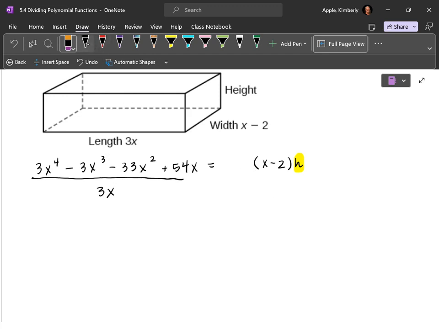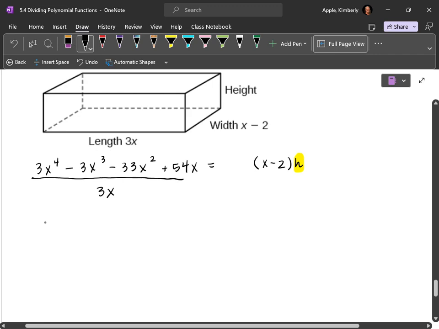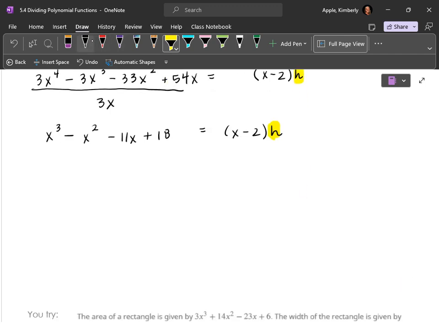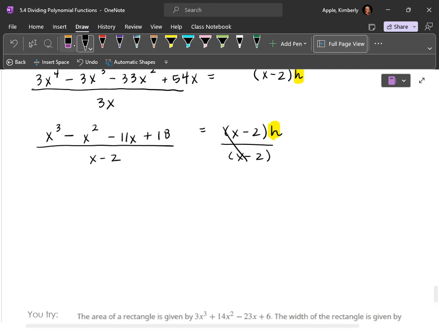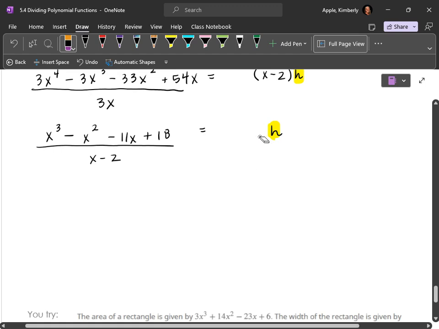So now let's divide this 3x into each term and get this simplified down a little. So we get x to the third minus x squared minus 11x plus 18 equals x minus 2 times h, right? And we're solving for h. So we can divide by x minus 2 and solve here. If we do x minus 2 on both sides, that'll cancel and h will be left by itself.